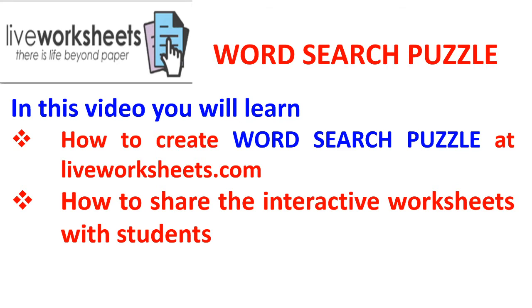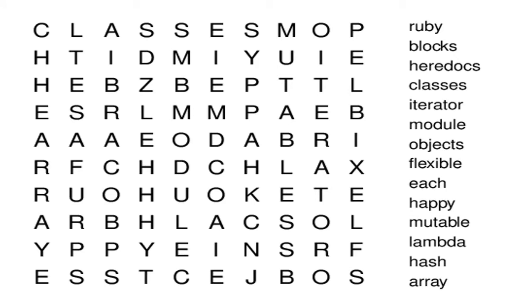What is this word search puzzle? A grid like this will be given to the children with a list of words to be identified. This grid may be either 10 cross 10, 15 cross 15, or 20 cross 20, and they have to identify the words given by searching it. The words given on the right side may appear in this grid of letters either from left to right, right to left, top to bottom, bottom to top, or in a diagonal manner, whatever may be. For example, I am just seeing here one word called array.